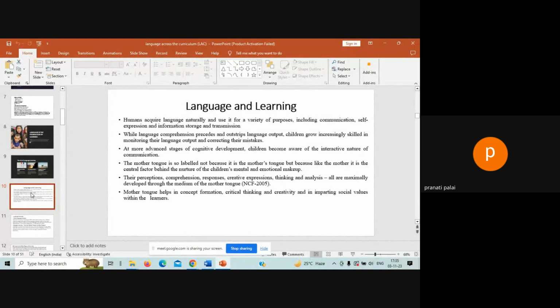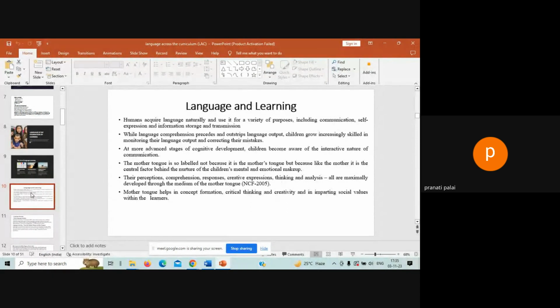At a more advanced stage of cognitive development, children become aware of the interactive nature of communication. We can say that the interactive nature of communication happens at the higher secondary level. That is, the students are more concerned with the creativity, critical thinking and problem solving aspects. So here the nature of language they are using is more than mere communication.